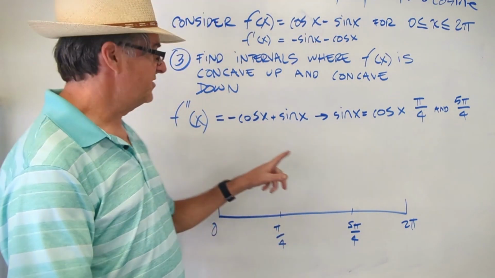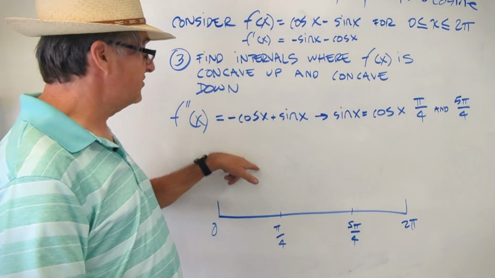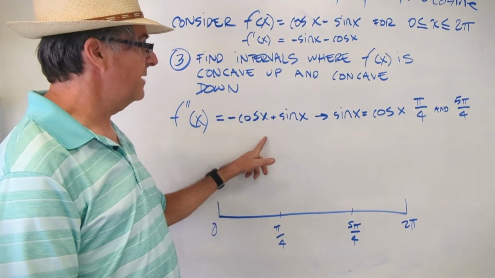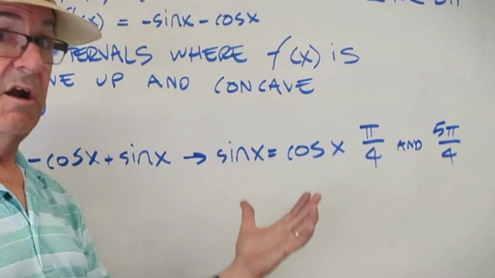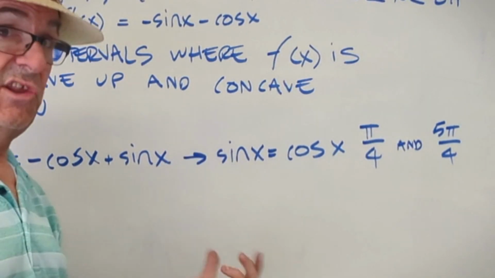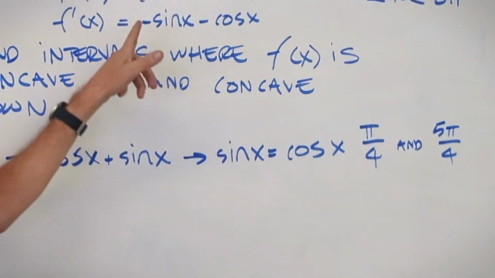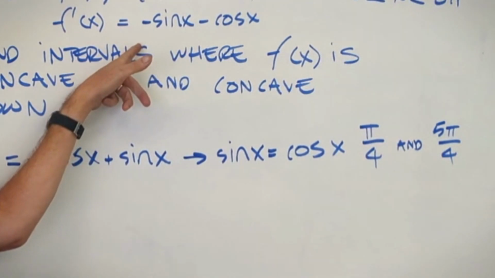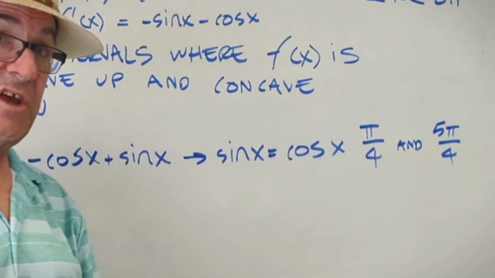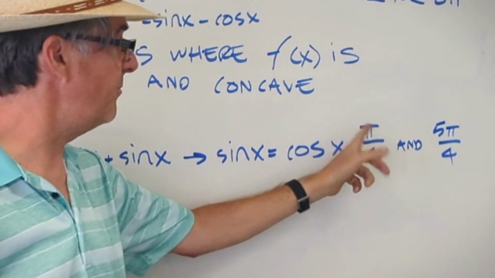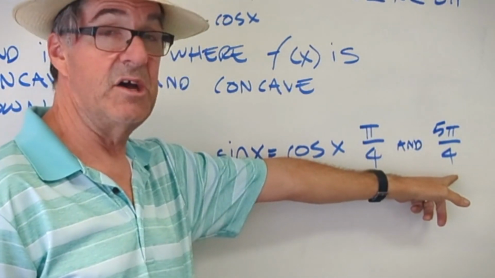I set them equal to 0, and I moved cosine over to the other side of the equation so it became positive. So here is my solution, where we have a turning point where the slope of the tangent line on the derivative function is 0. Okay, so that's where cosine and sine are equal. So that goes all the way back to our first step. That happens at pi over 4 and at 5 pi over 4.